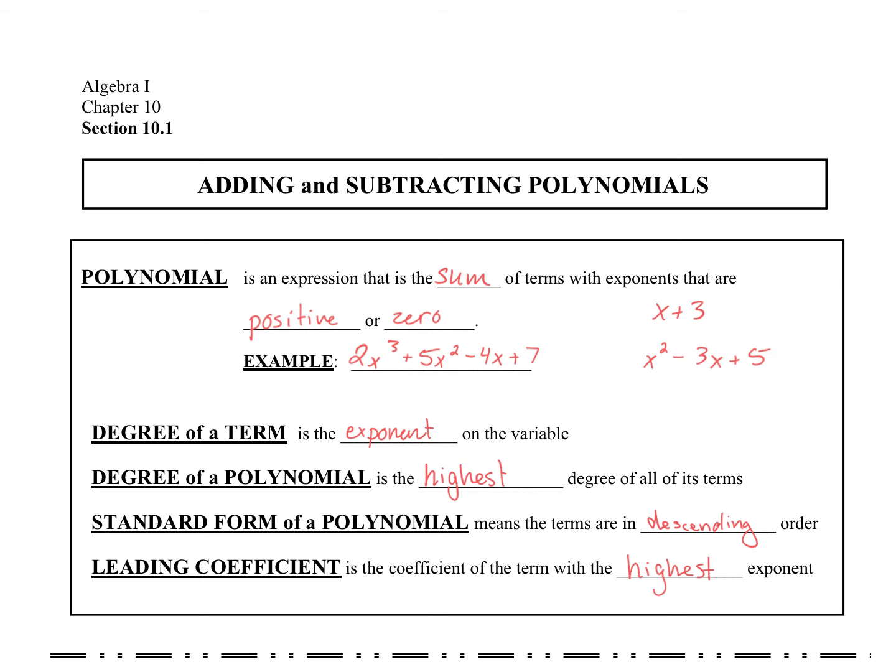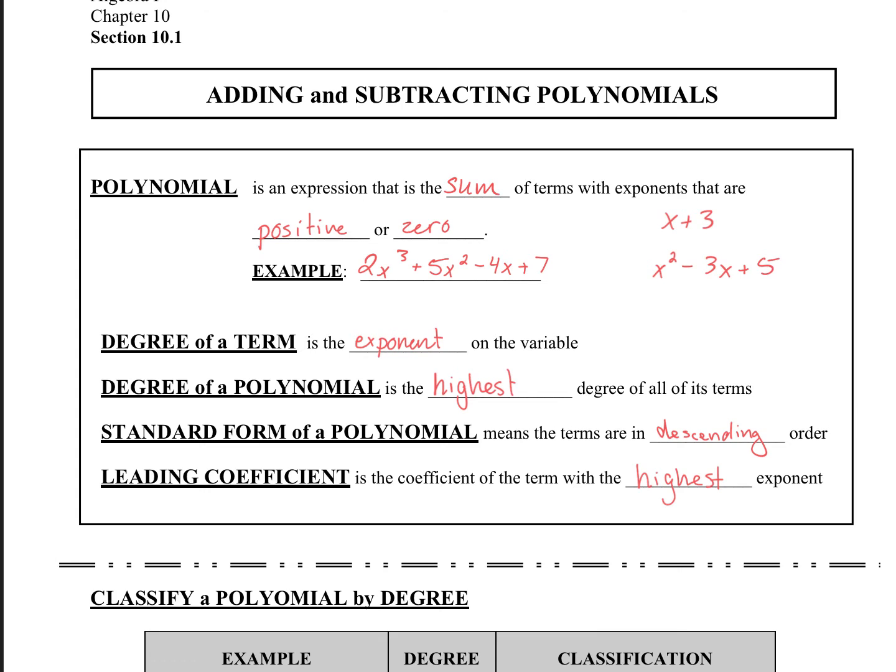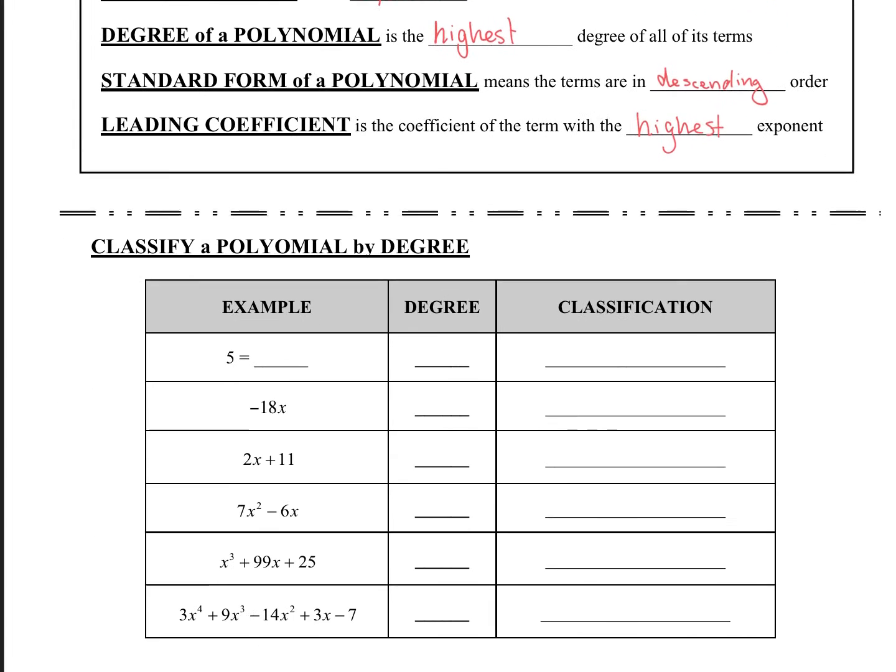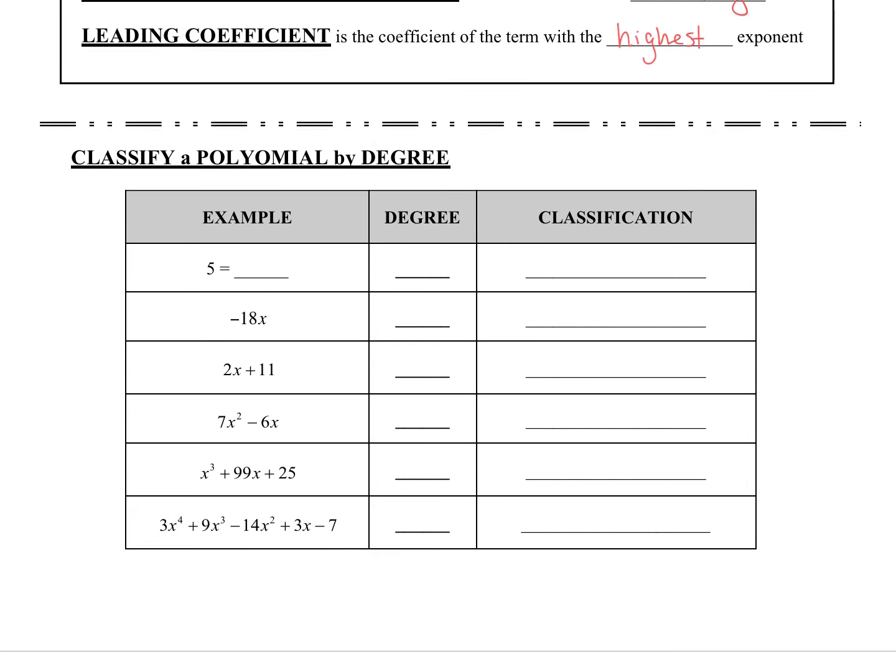So again, looking back at the example that I have up here, the leading coefficient would be 2 because x to the third power, that 3, is our highest exponent. So the number in front of that is our leading coefficient, which is 2. So we talked about what the degree of a polynomial is, and it's the highest degree of all its terms. So what we're going to do is classify polynomials by their degree.